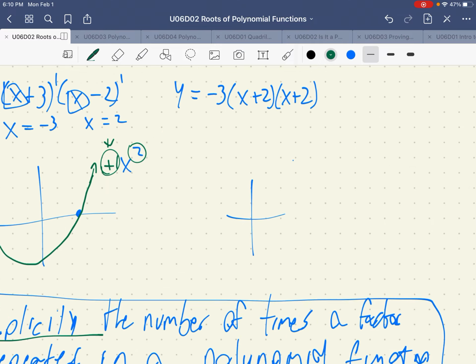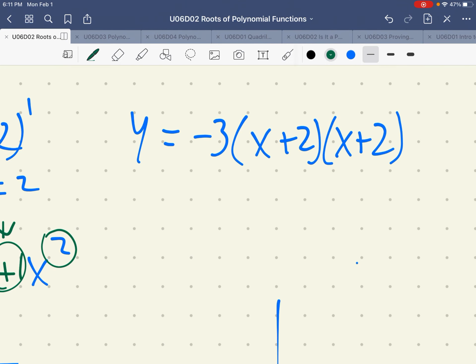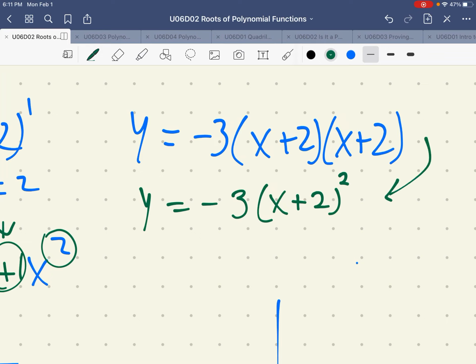All right, now the second example here, we see there's a repeated root. Now problems like this will often look like this, indicating that the factor is repeated. So these are essentially the same thing. Both of them say that there is a root at x equals -2, but this particular one has two factors that give you the same root.